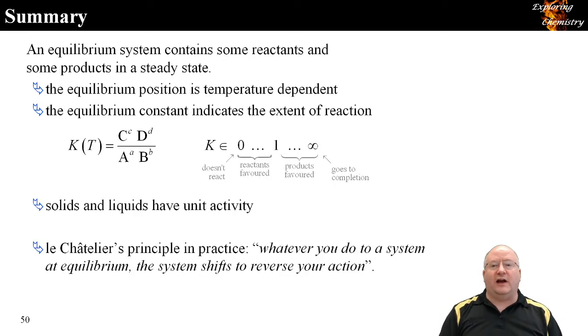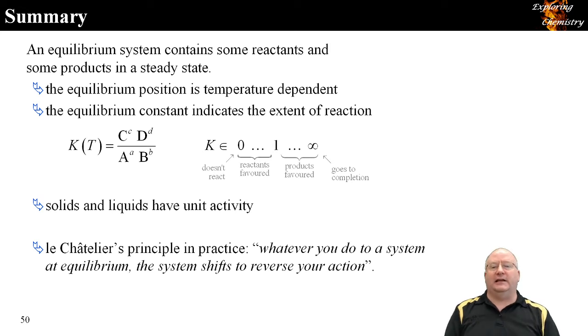So that concludes the chapter. In summary, equilibrium is a system containing some reactants and some products in a steady state. The forward reaction equals the reverse reaction. With the demo we did today, we saw that the equilibrium position is temperature dependent, and the equilibrium constant indicates the extent of reaction. The equilibrium constant ranges from 0, where the reaction doesn't proceed at all and stays all reactants. If it's less than 1, the reactants are favored. If it's greater than 1, the products are favored. And K equal to infinity is a reaction that goes to completion, where not a single reactant molecule remains.